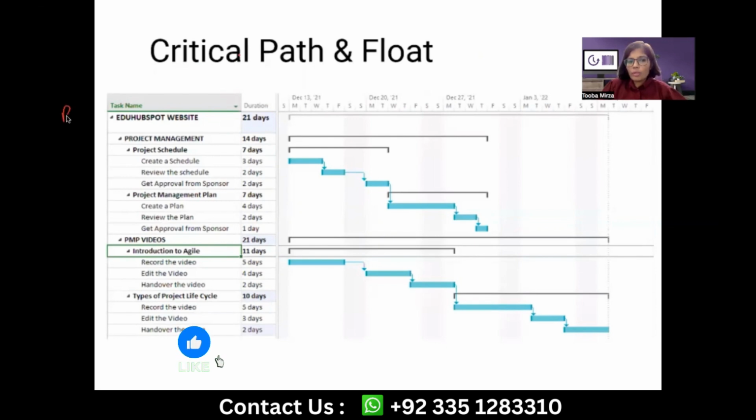We know this is a project level of our WBS. This is a control account level, this is another control account, PMP video. This is a work package level. This is also a work package level, work package because it's our lowest level of our WBS. And this is also a work package, introduction to Agile. This is also a work package. These are all activities. This much we know.